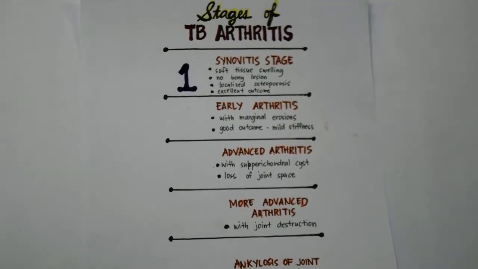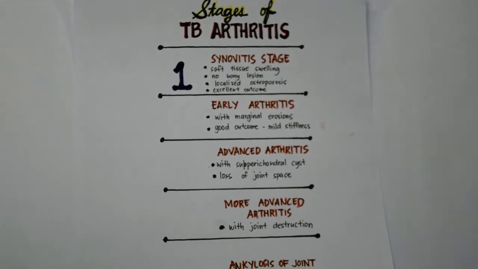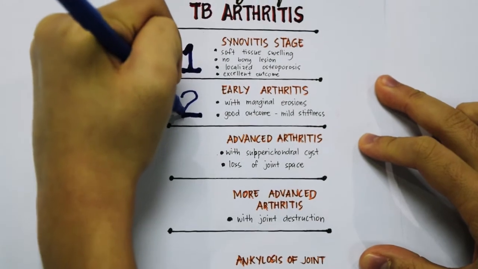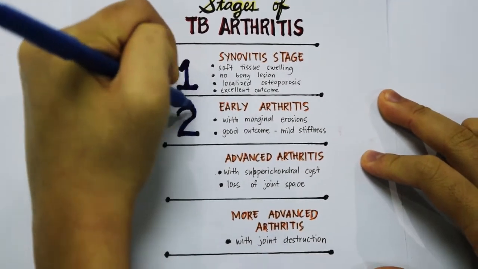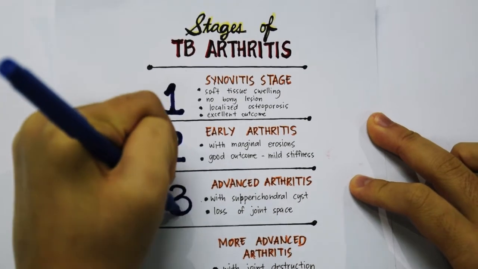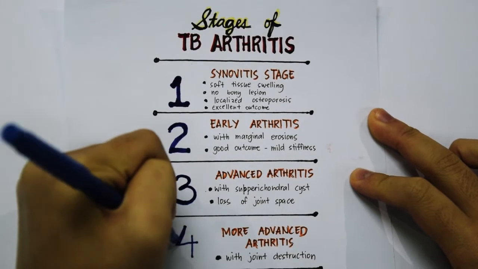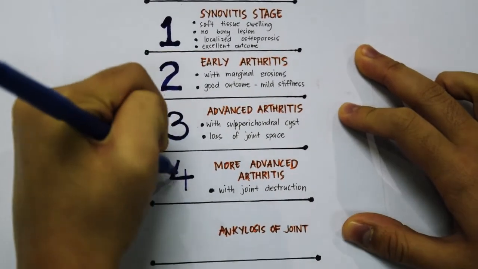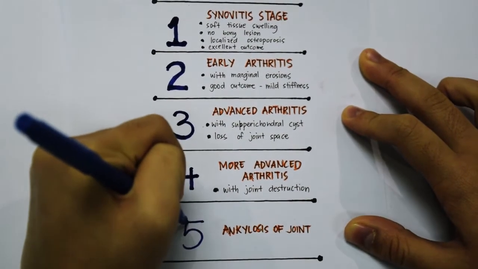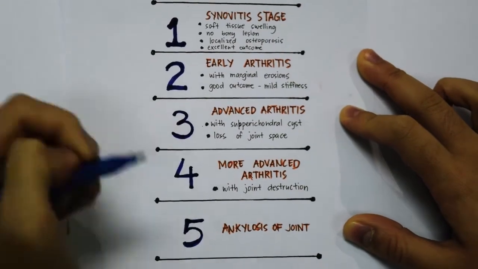Clinically, TB arthritis has been classified into 5 stages. Stage 1, or the synovitis stage, presents with soft tissue swelling, no bony lesion, localized osteoporosis, and outcome after treatment is excellent. Stage 2 is early arthritis with marginal erosions and outcome is good, only with mild stiffness. Stage 3 is advanced arthritis with subperichondral cysts and loss of joint space. Stage 4 is more advanced arthritis with joint destruction. Stage 5 is ankylosis of the joint.